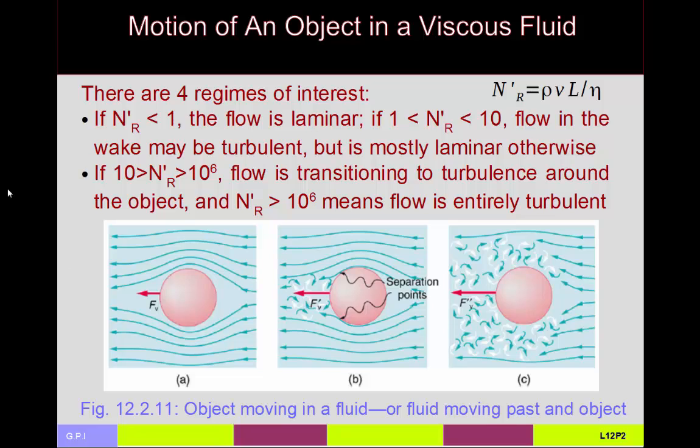It turns out that there are actually four regimes of interest in the case of fluid moving around an object. If this modified Reynolds number is less than 1, then you have laminar flow.